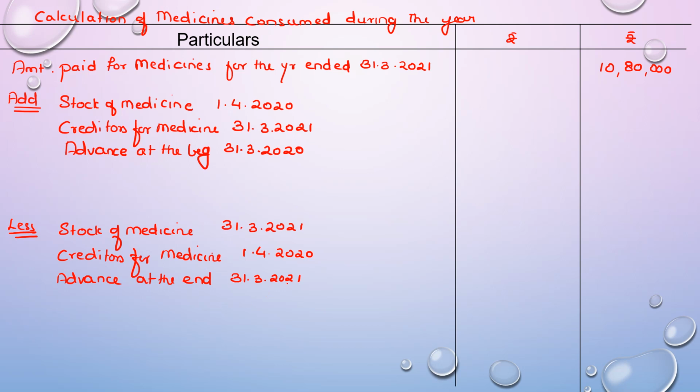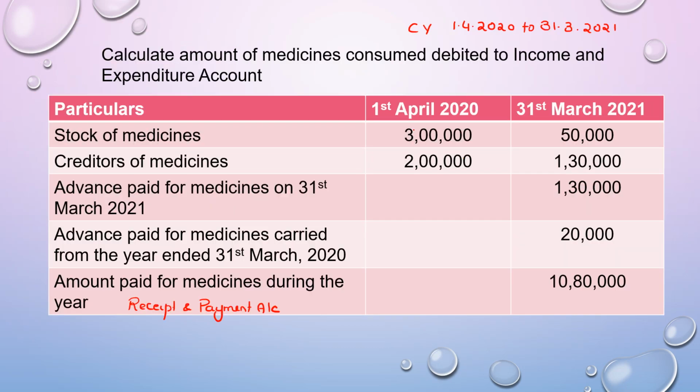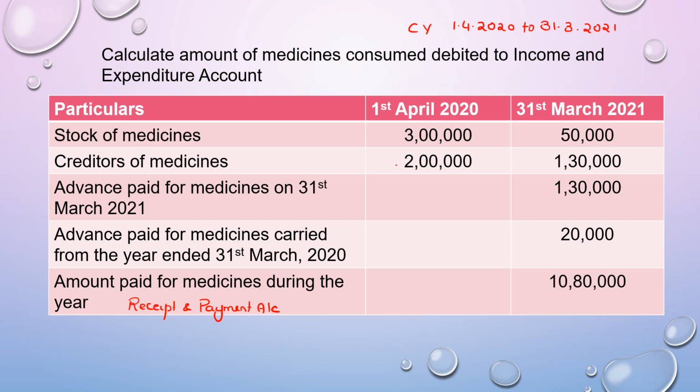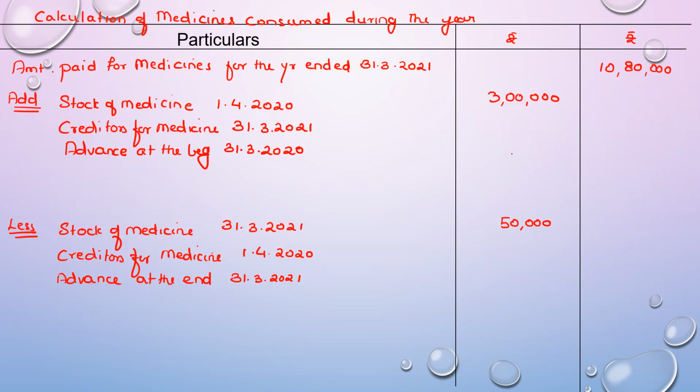So now let us look at the different amounts. Now what is the stock of medicine at the beginning? 3 lakh, and the end is 50,000. So let us write the stock of medicine in the beginning 3 lakh here, and 50,000 at the end is to be subtracted. Now let us go to the creditors for medicine. Beginning is 2 lakh, ending is 1 lakh 30.